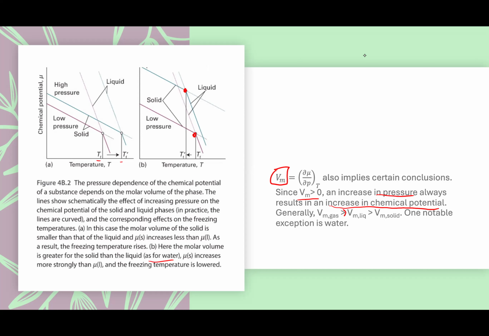Now again, put these together. We see that an increase in pressure always results in an increase in mu, because Vm always has to be positive. Always, always positive. The only question is how much is it increasing.